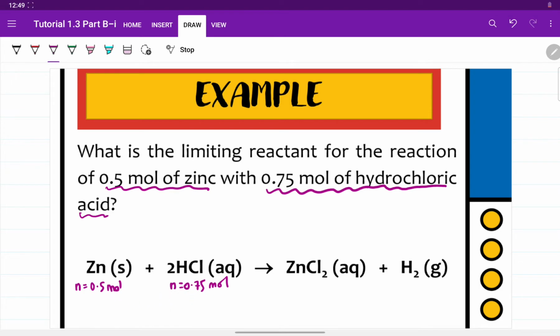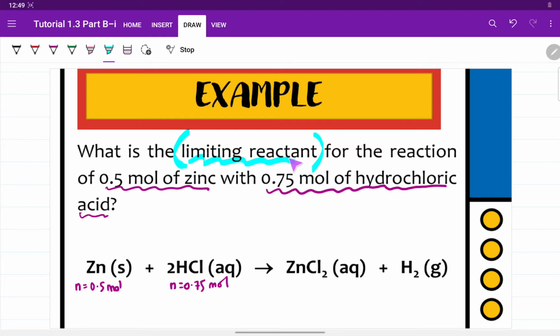Now, soalan tanya, what is the limiting reactant? Kenapa penting kita tentukan limiting reactant? Tak boleh ke kita gunakan je salah satu number of mole dekat sini? Like I mentioned just now, limiting reactant yang akan hadkan kita punya reaction.